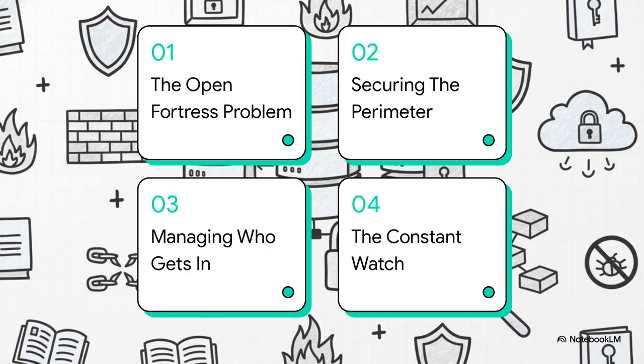So, here's our battle plan for building our digital fortress. First, we're going to look at what I'm calling the open fortress problem. Basically, why a default setup is so darn risky. Then we'll get to work securing the perimeter, building our walls. After that, we'll manage who gets in by installing the gates and posting some guards. And finally, we'll set up the constant watch to make sure our fortress stays secure for the long haul.